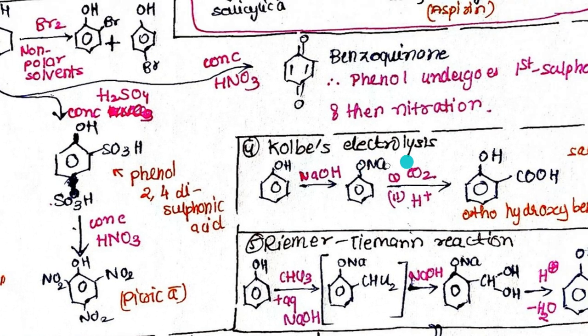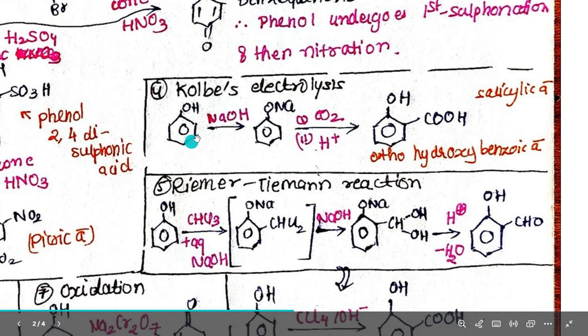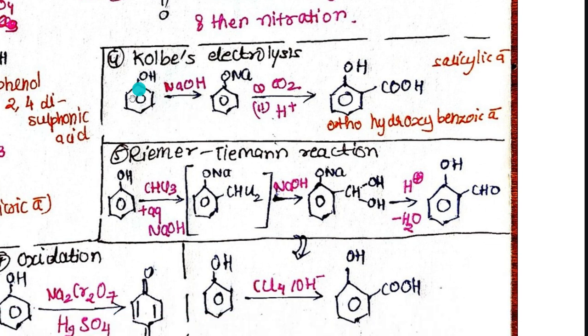Then coming to Kolbe's electrolysis, these two are super important. Here phenol undergoing reaction with NaOH gives sodium phenoxide, and reaction with first CO2, then H+, giving orthohydroxybenzoic acid, that is salicylic acid.